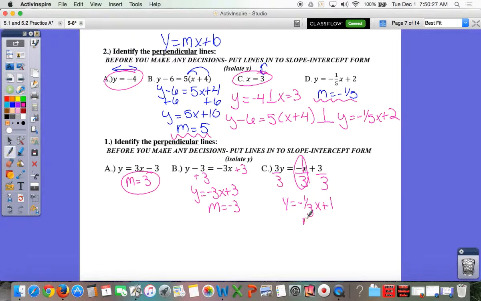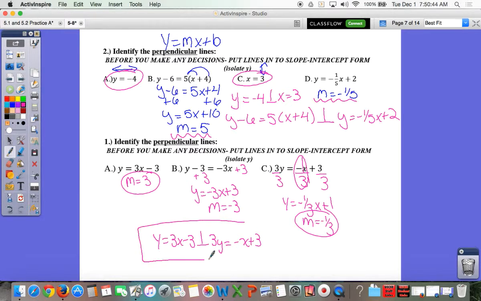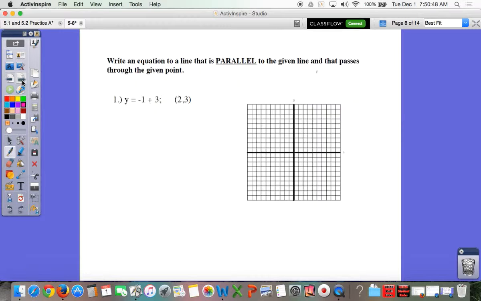Positive 3 and m equals -1/3, they're opposite reciprocals. So for this one, I would say that y equals 3x minus 3 is perpendicular to 3y equals -x plus 3. Again, writing our original equations out. Now we're going to take it one more step.